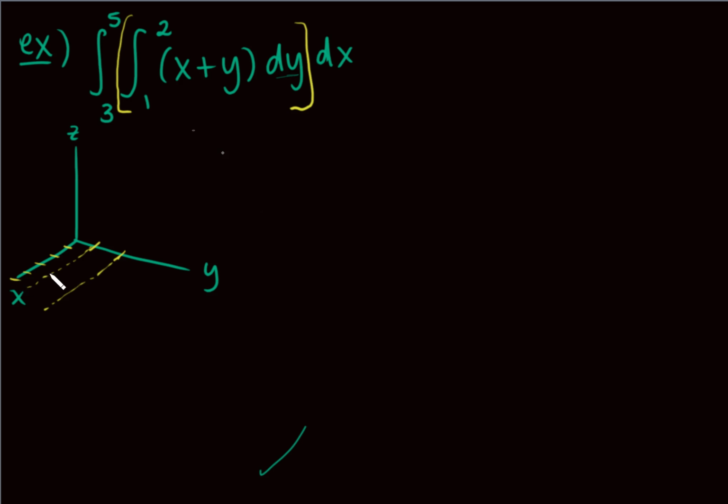3, 4, 5. So x is going to range from 3 to 5. So what is the area that I'm integrating over? It looks like I am integrating over this area right here in the xy plane. And then whatever x plus y looks like, that's actually a plane in 3 space. But wherever that's at, then I come up here and I basically grab that chunk.